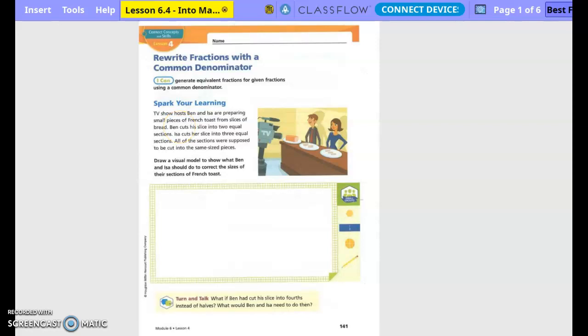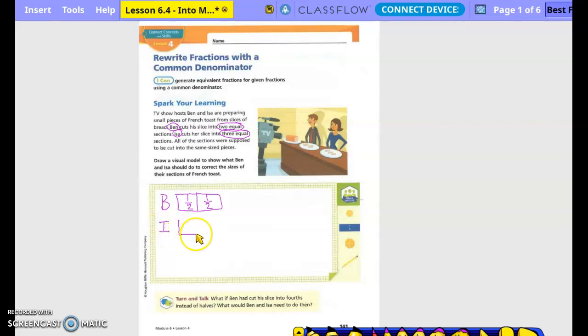So Ben did 2 equal slices. Isa did 3 equal slices. Okay, so first of all, Ben is going to be broken into how many pieces? 2, right? So he has 1/2 and another half, right? Isa broke hers into how many? 3. Okay, but technically they should have had the same size pieces, correct?